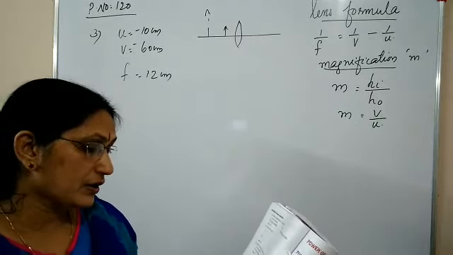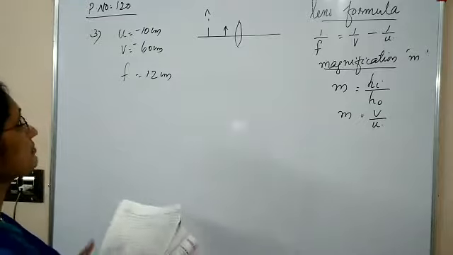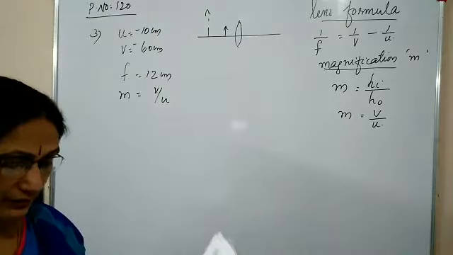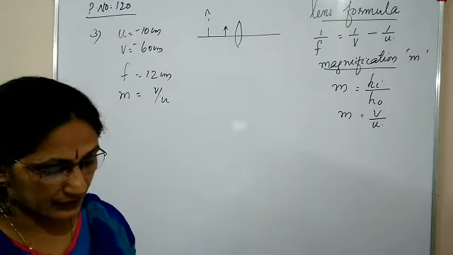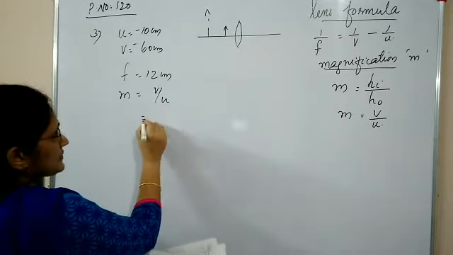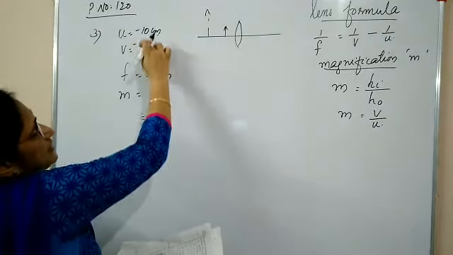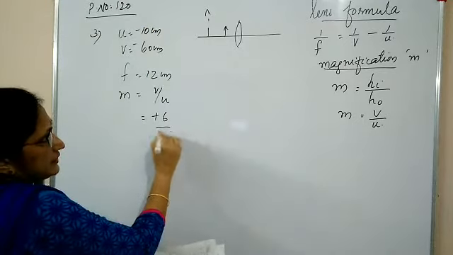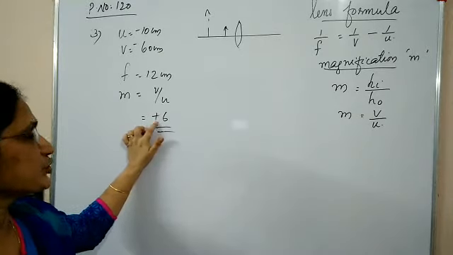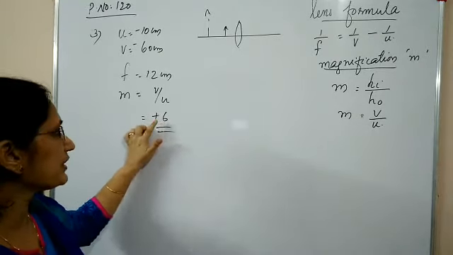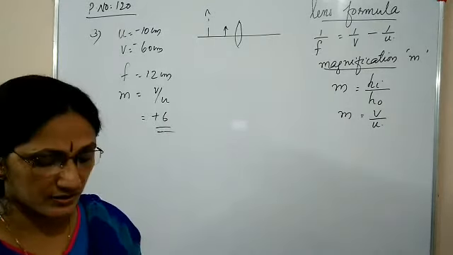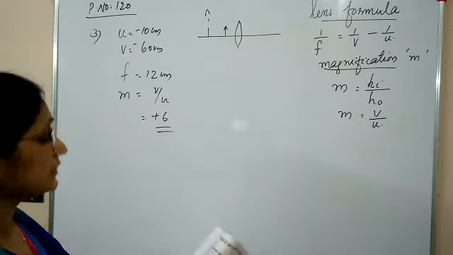Now second part, what is the magnification? Same question, magnification you have to find out. Use the formula v by u, both are given. Now what is the nature of the image? Magnification will come as positive 6, minus 60 divided by minus 10, answer will come plus 6. So from magnification you can understand image is a virtual image. Since it is positive, virtual image, and magnitude is 6, means a magnified, enlarged image is forming. This is question number 3.